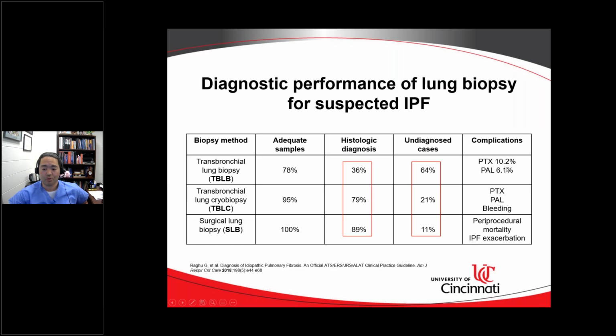For the complications of transbronchial lung biopsy in this clinical guideline, pneumothorax was up to 10.2%, which I think is extremely high for transbronchial lung biopsy, but nevertheless, that was published. And then persistent air leak was up to 6.1% of cases, probably a reflection of how diseased the lungs were, or how difficult it was to do the biopsy itself. For transbronchial lung cryobiopsy, we've always talked about pneumothorax, persistent air leak, and bleeding. And obviously for surgical lung biopsy, we're talking about the risk of having an IPF exacerbation and peri-procedural mortality.